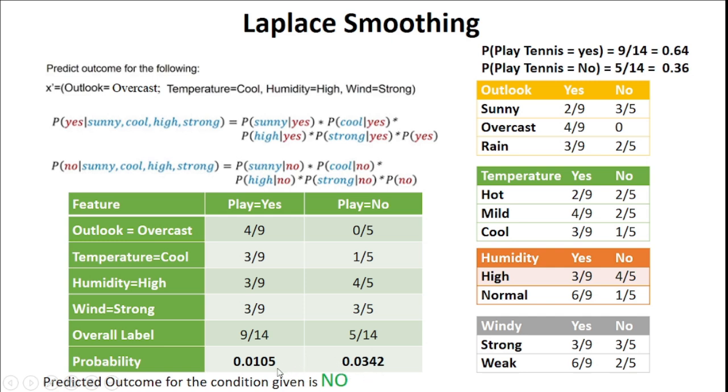Now just compare. For outlook equal to overcast, temperature cool, humidity high, wind strong and considering the overall label, not to play tennis is 0.0342, which is higher compared to 0.0105. So you can say the predicted output for the given condition is not to play tennis, right?